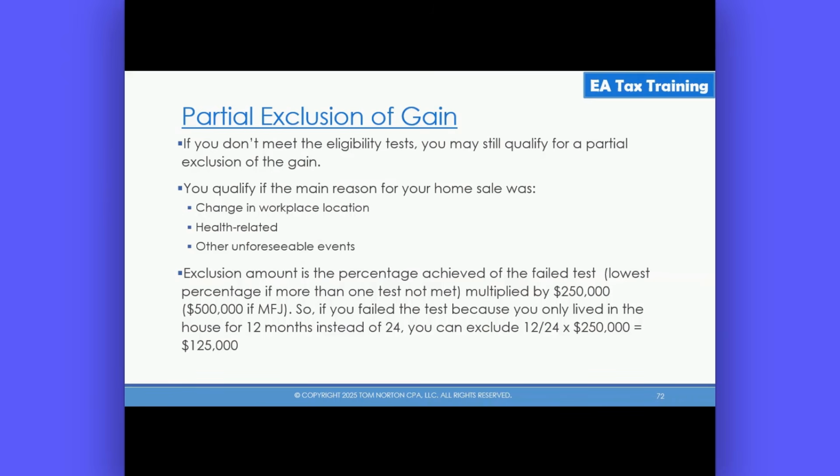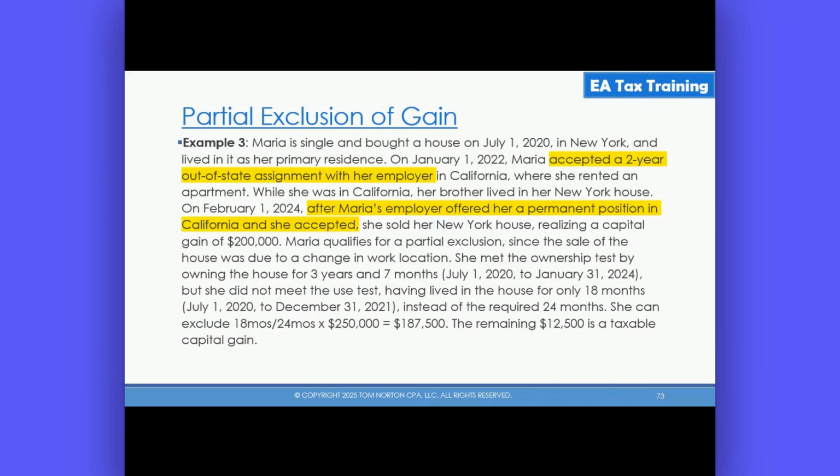So if you failed the test because you only lived in the house for 12 months instead of 24 months, then you can exclude half of the $250,000, or $125,000. So let's look again at Maria, but let's change the facts a little bit. Everything here is exactly the same, except for the reason that she moved. In this case, when she moved to California, it wasn't to go to school. It was because she accepted a 2-year out-of-state assignment with her employer.